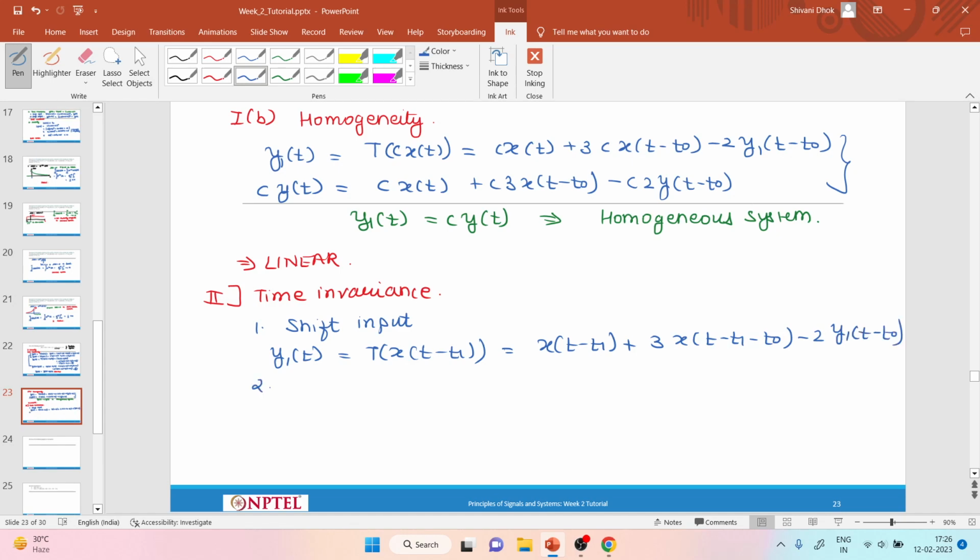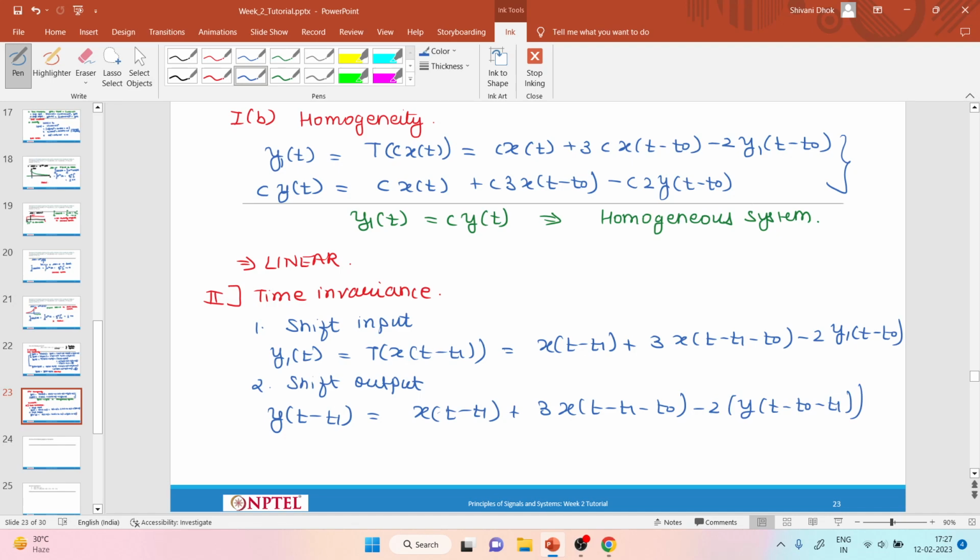Now second, let us shift the output. That is, we'll look at what is y of t minus t1. So this is equal to x of t minus t1 plus 3 times x of t minus t1 minus t naught minus 2 times y of t minus t naught minus t1.